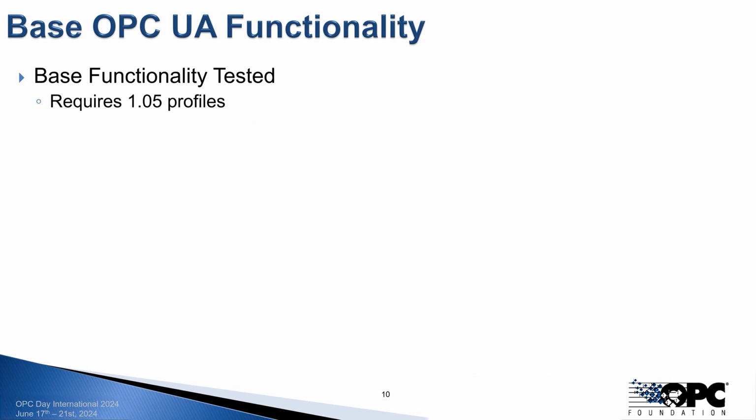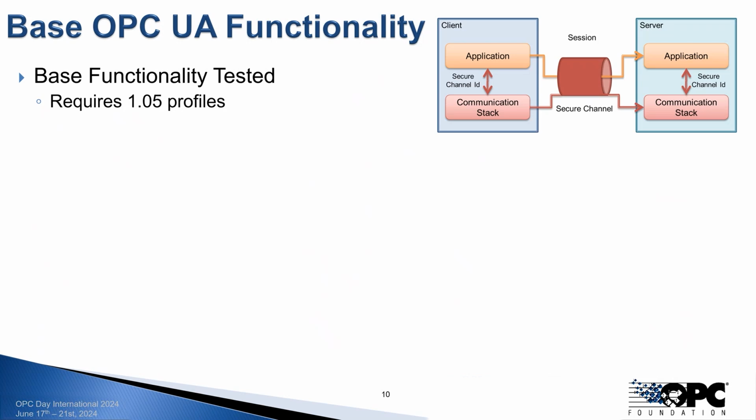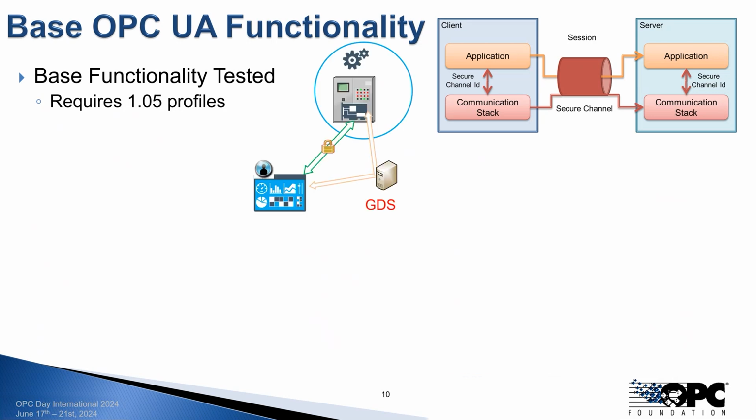So what do we test for an FX product? We test the basic functionality that's mandated in the profile. So this requires a number of 105 profiles. It's the normal nano profile, normal set of embedded features. So this is creation of sessions and communication stacks. But in addition, we also look at GDS functionality. A controller is required to be able to communicate with the GDS to do certificate management. This is kind of important. Otherwise, your controllers will have a lot of work in a plant.